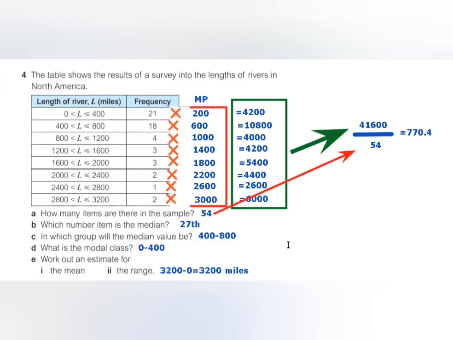Focus on the steps and you'll understand the idea. First, we find the midpoints, and then we multiply midpoints by frequency, and then we add all of them, take the total number, divide it by the total number of frequencies, and you'll get the mean for this data. And of course, it's in miles, so you have to write miles next to it. And this is how you answer a question like this.